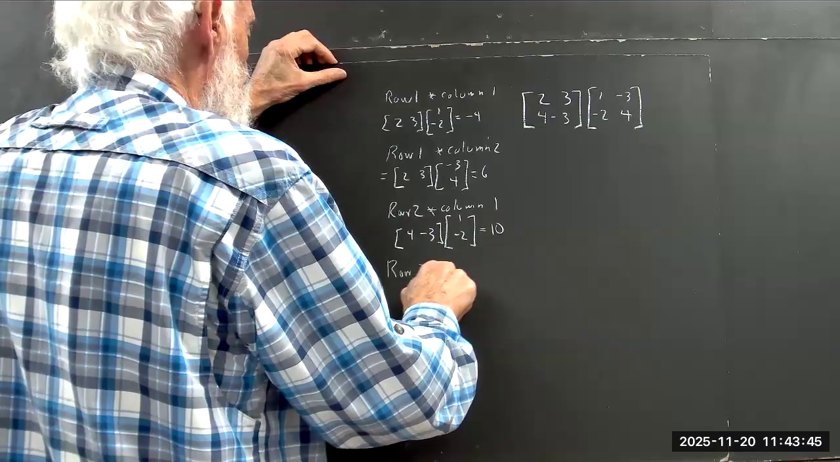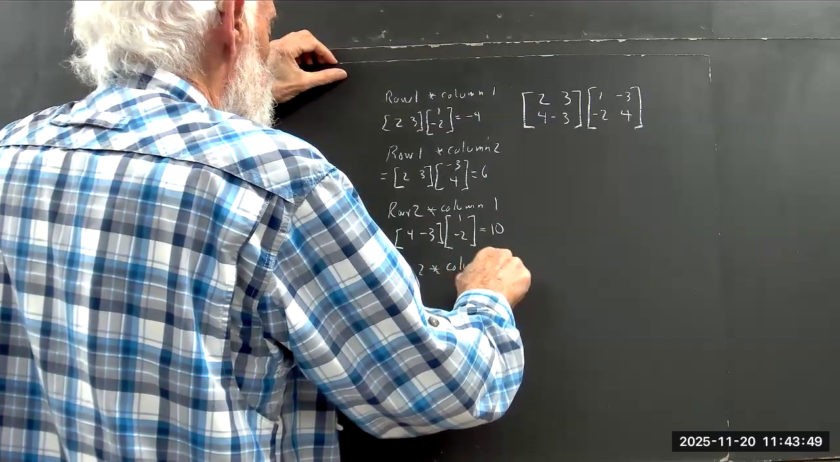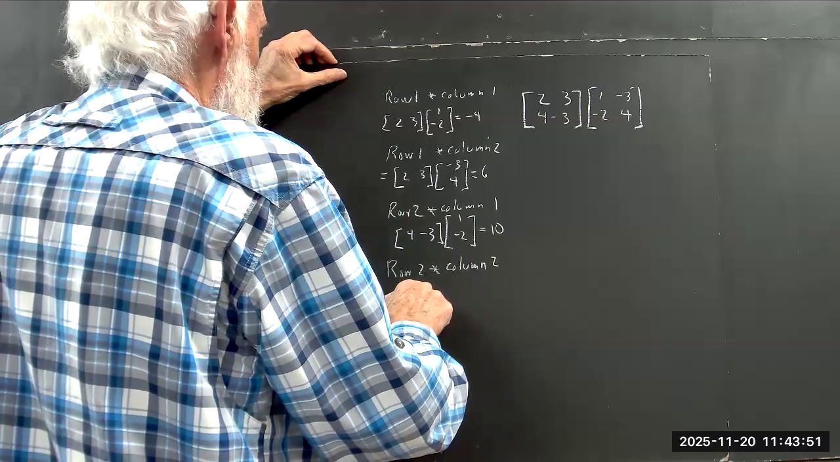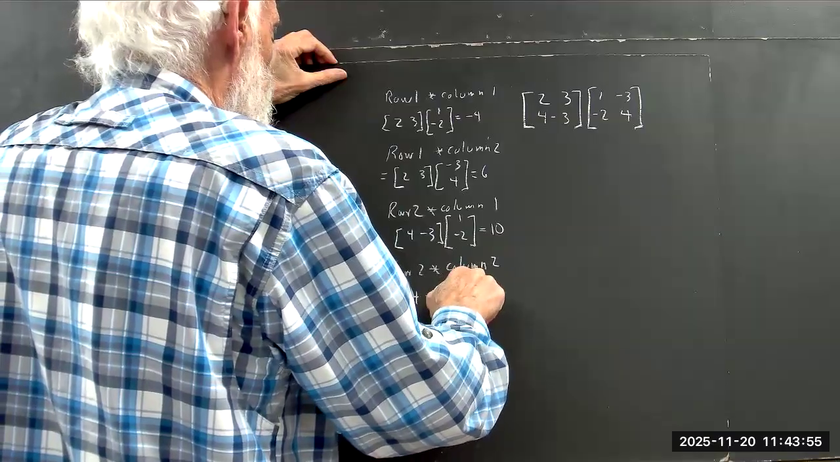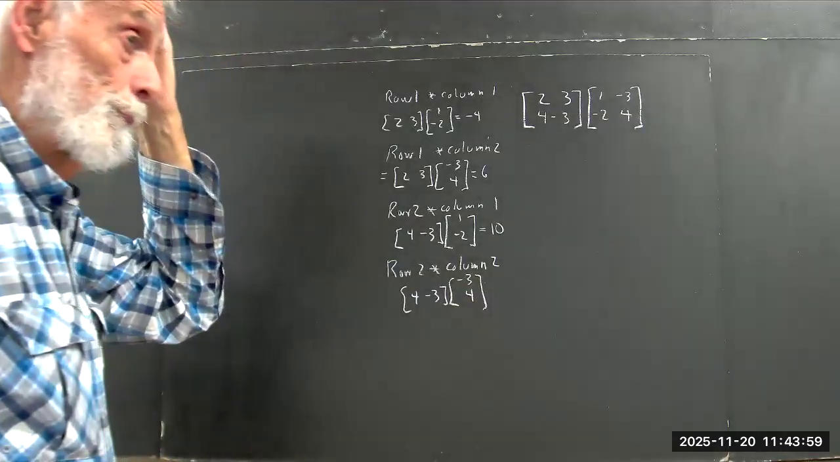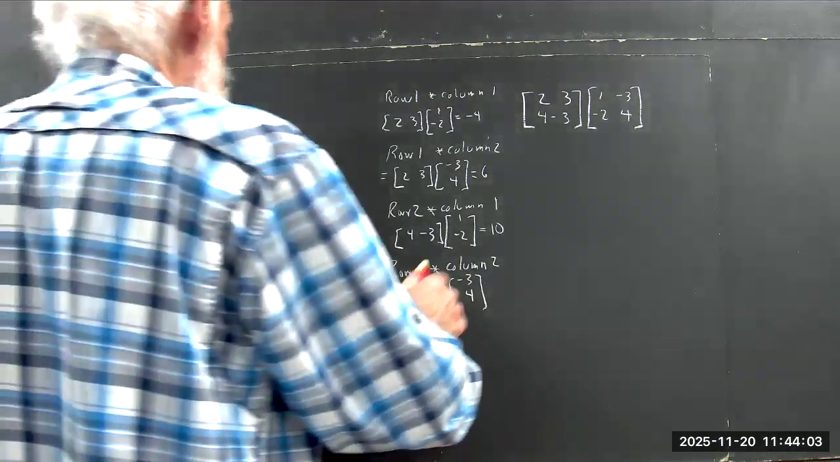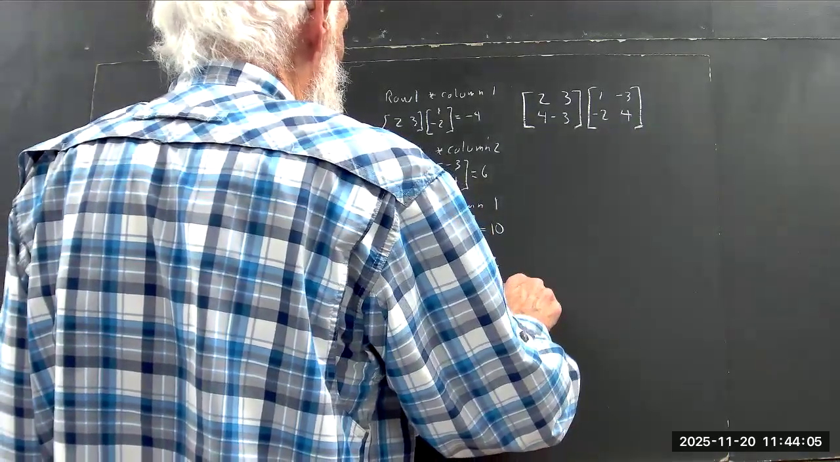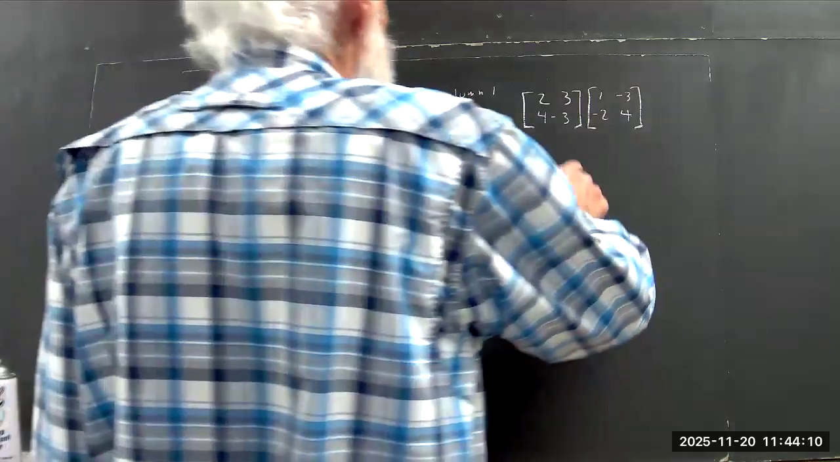And then row 2 times column 2 is 4, -3, multiplied by -3, 4. Okay. And that comes out, what, -12, -12, -24. Okay, well then this equals.